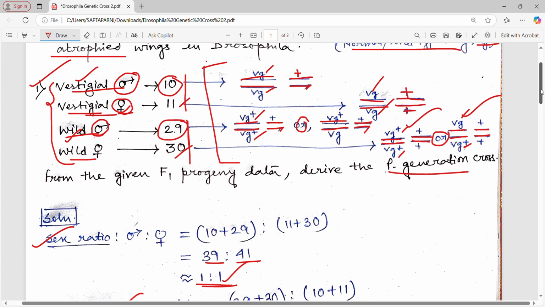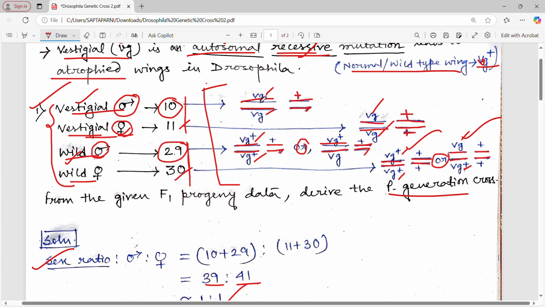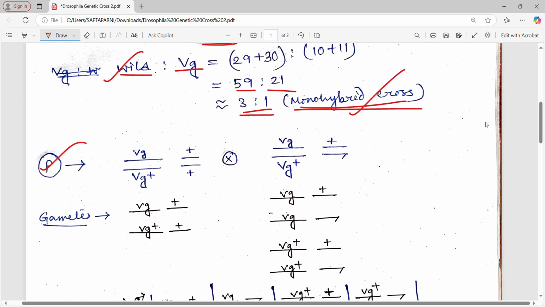See, there are vestigial males and females. In case of either a vestigial male or female, one vestigial allele is derived from the father and another one is derived from the mother. Got it? So obviously one of the second chromosomes of the mother must contain the VG allele, and one of the second chromosomes of the father will also contain the VG allele. And for the mother there will be 2 X chromosomes as sex chromosomes, and for the father one X chromosome and one Y chromosome.